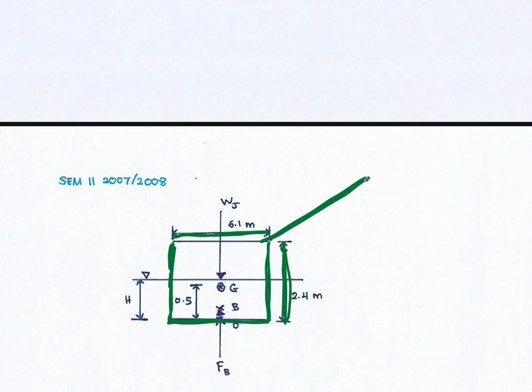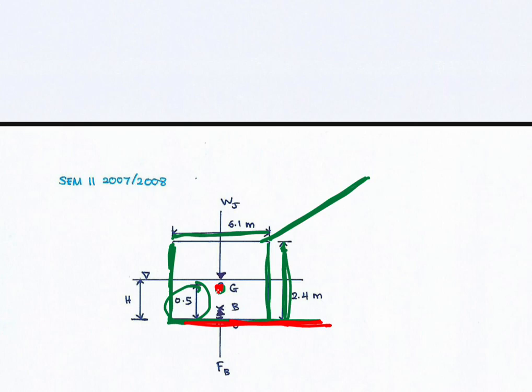First, you need to draw the center of gravity of the object. In this question, it is mentioned that the center of gravity of this object is 0.5 meter from the bottom. Bottom means from the bottom plate of the barge here. So it is located 0.5 meter above it.